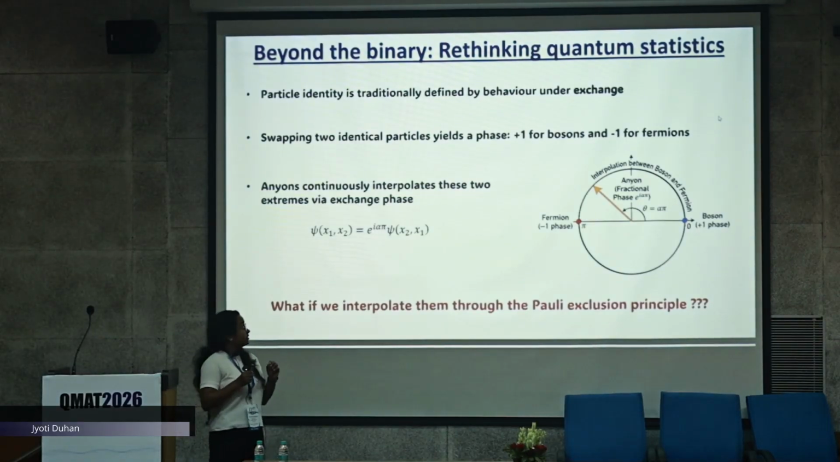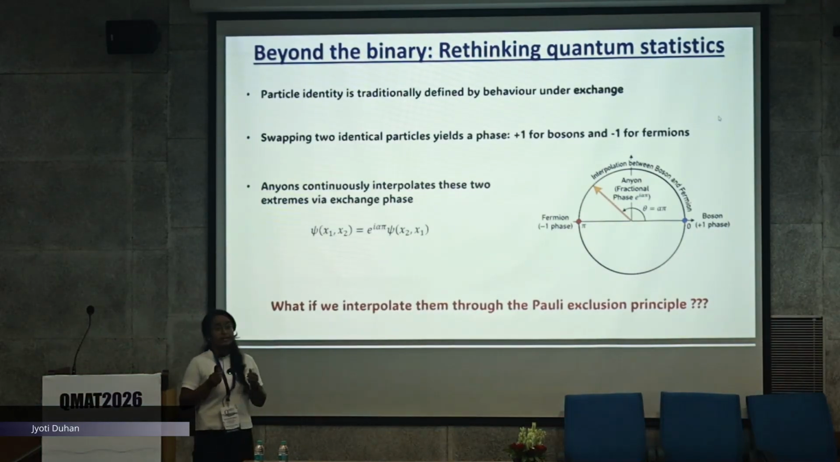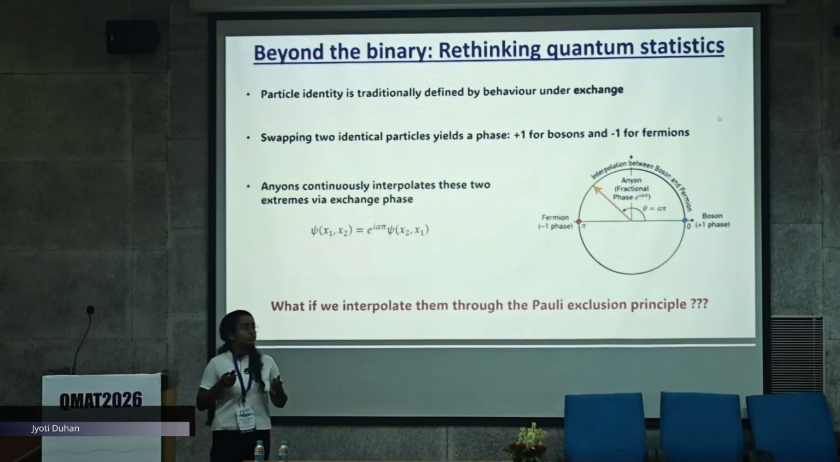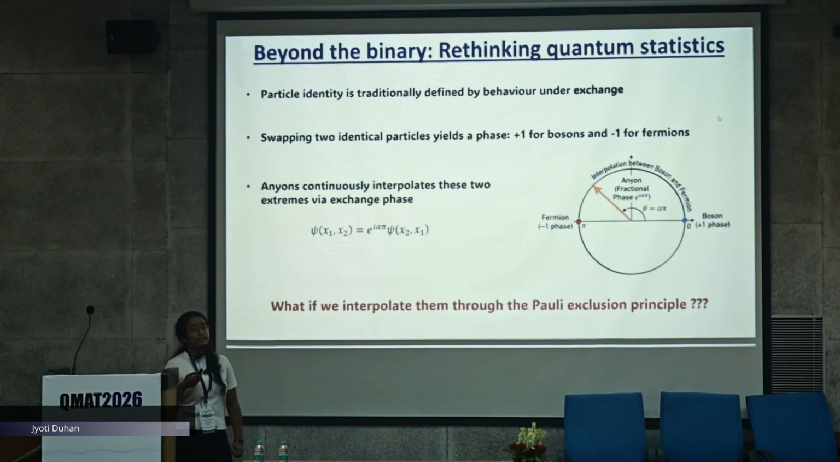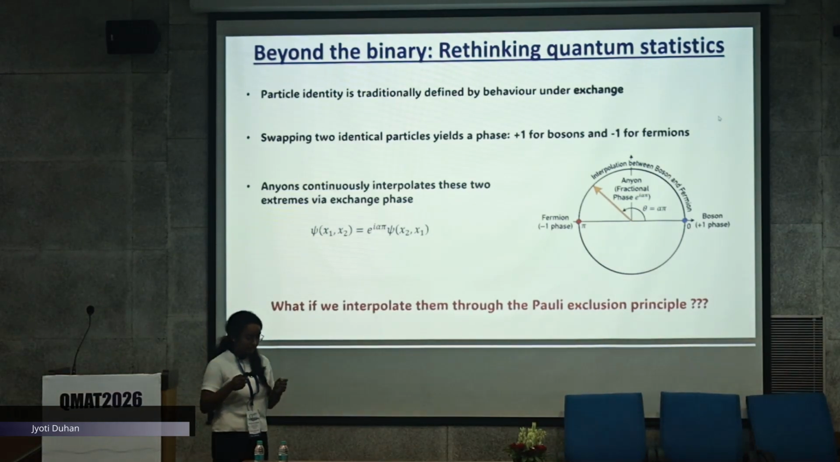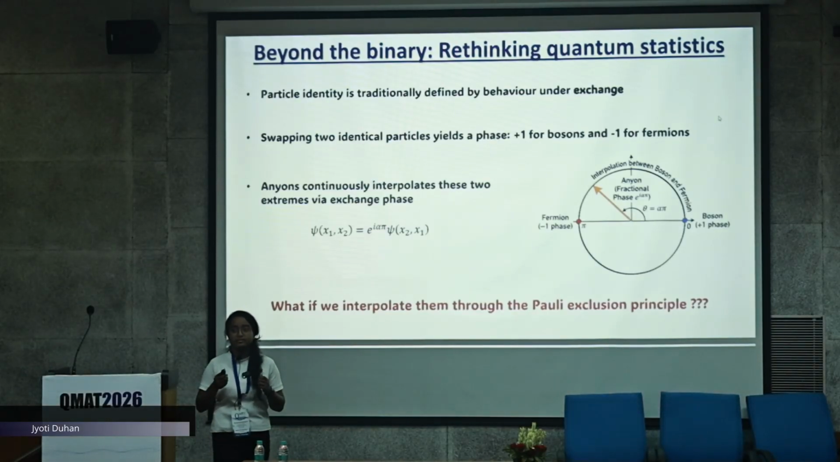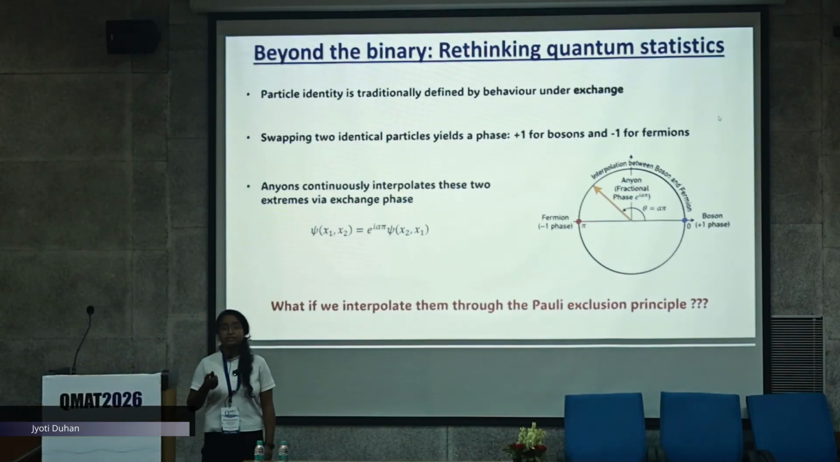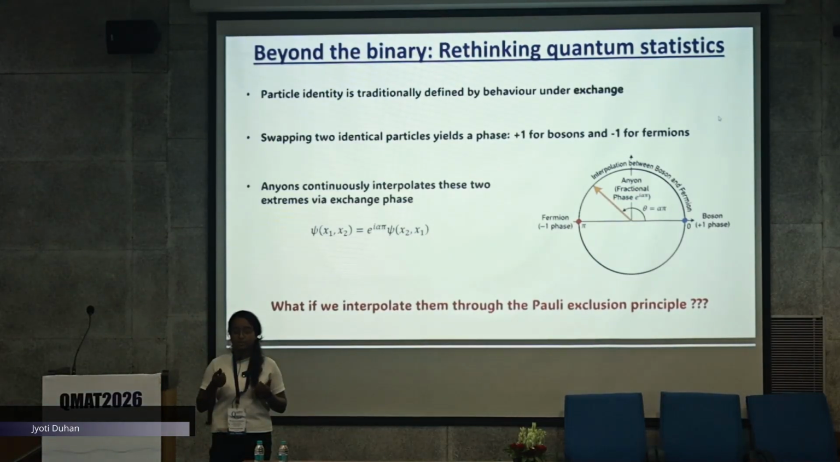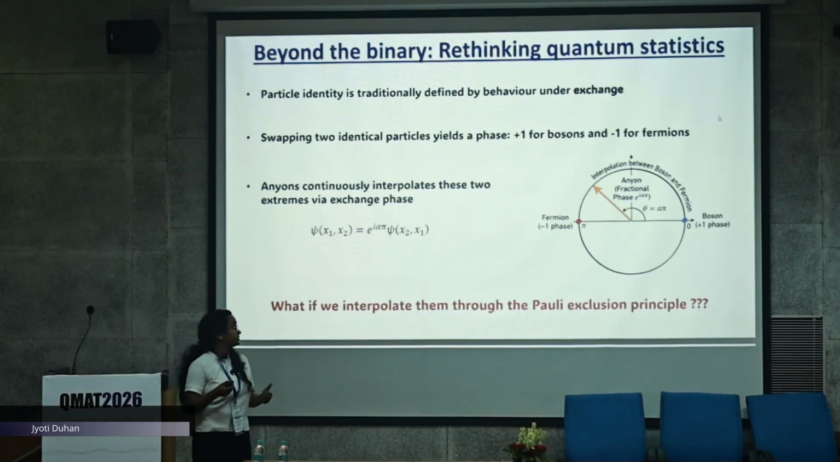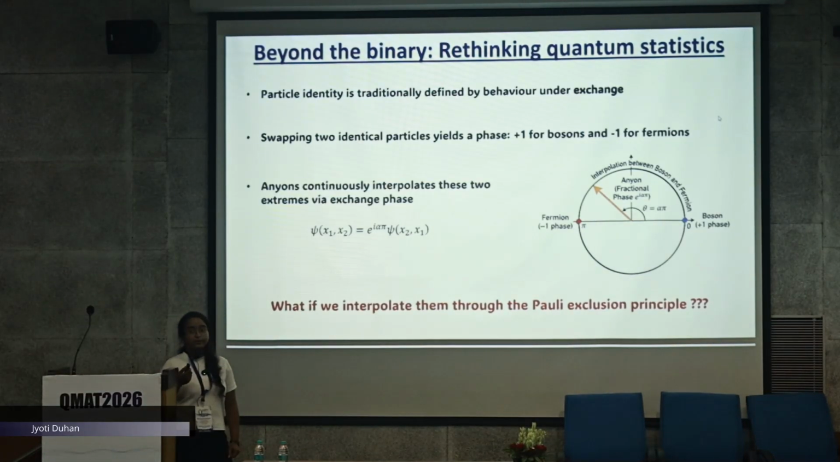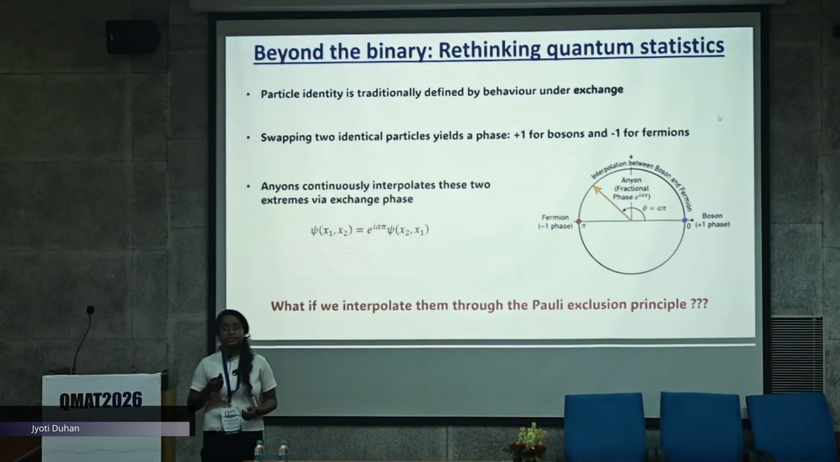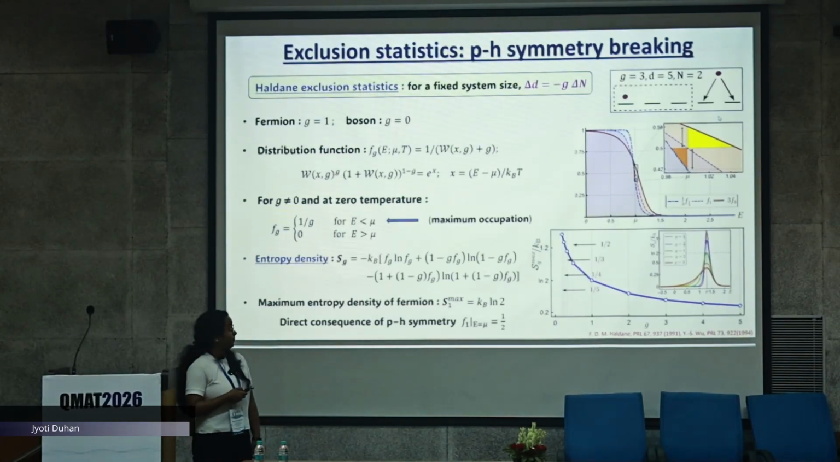So traditionally, particles are defined in two types by their behavior under exchange. If we exchange two bosons, it generates a phase of +1, whereas for fermions it generates a phase of -1. And in two dimensions there are particles called anyons, which continuously interpolate between these two limits. Now we want to ask, what if we interpolate between them through generalized exclusion statistics?